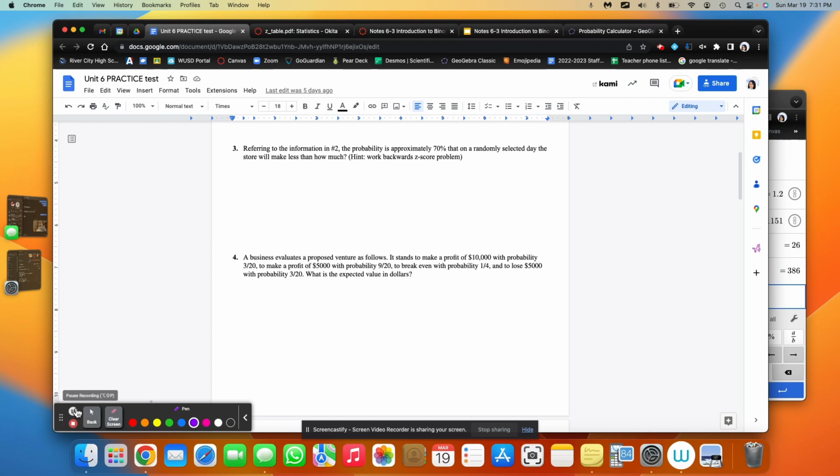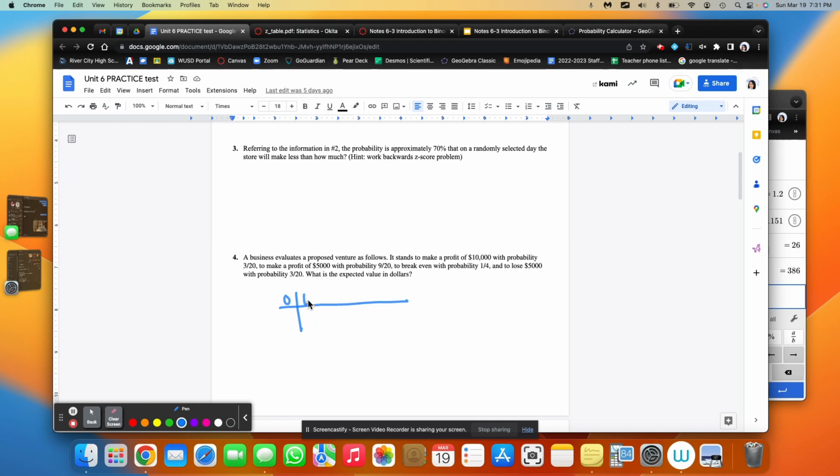All right, number 4 says a business evaluates a proposed venture as follows. It stands to make a profit of $10,000 with probability of 3 out of 20. So this is an expected value problem. So I'm going to make a table. The first column is going to be outcome.